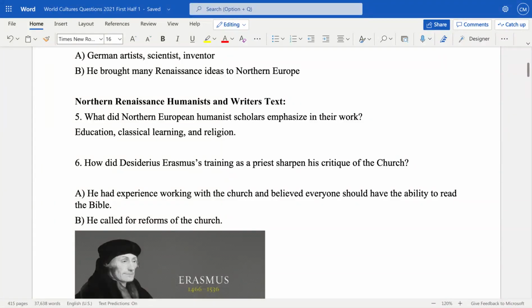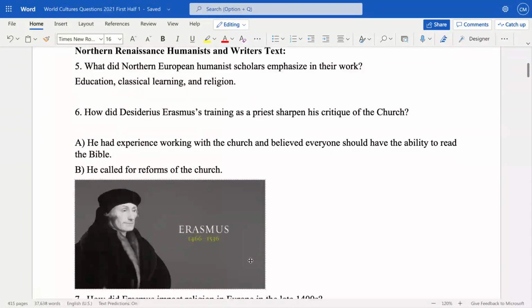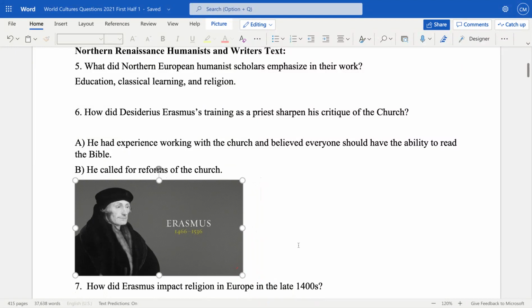And for a long period of time, the church was hesitant to allow the Bible to be translated into different languages. They wanted to have a monopoly on the interpretation. So Erasmus is one of the first people during this period of history to call for some church reforms. And this was not very well received, of course, by the church. They weren't one to be receptive to criticism. And you can see Erasmus there, living from 1466 to 1536.